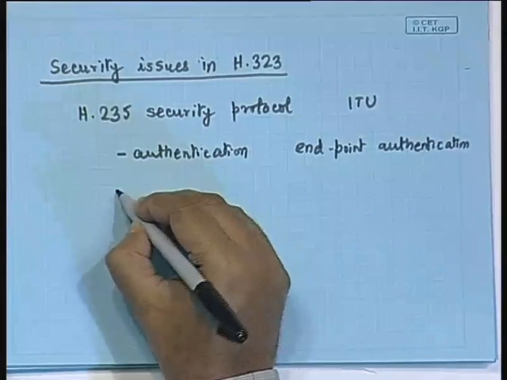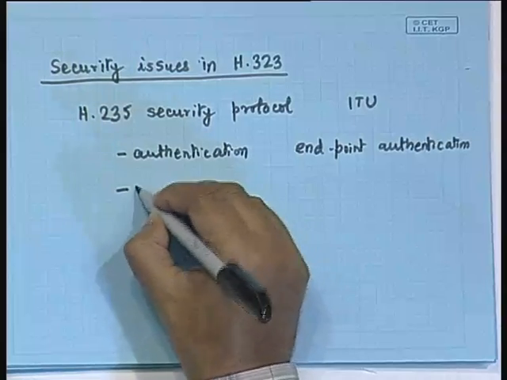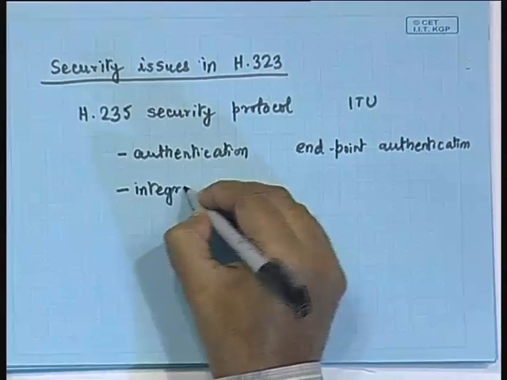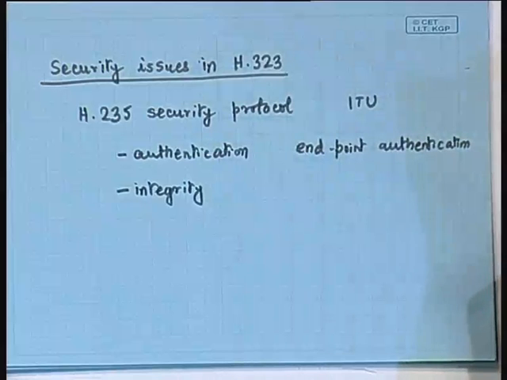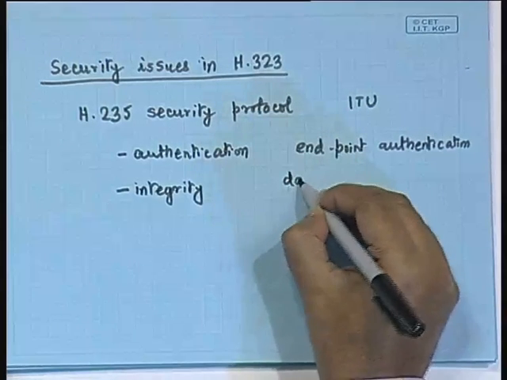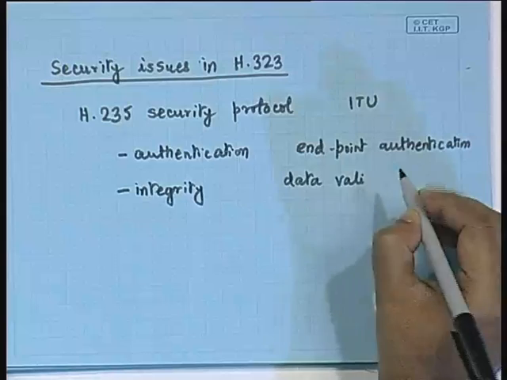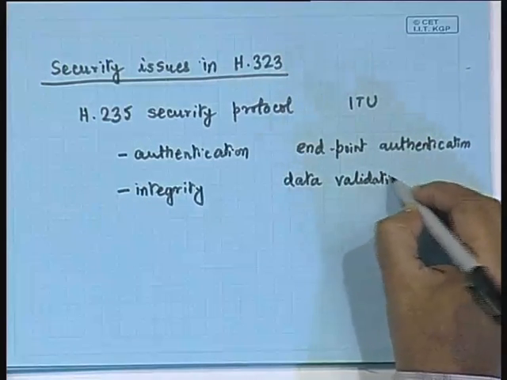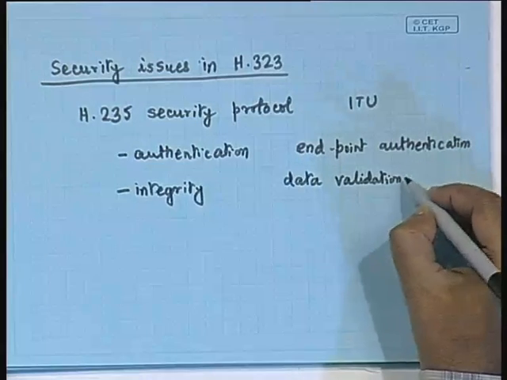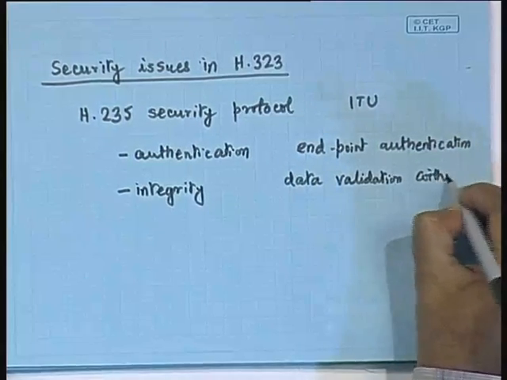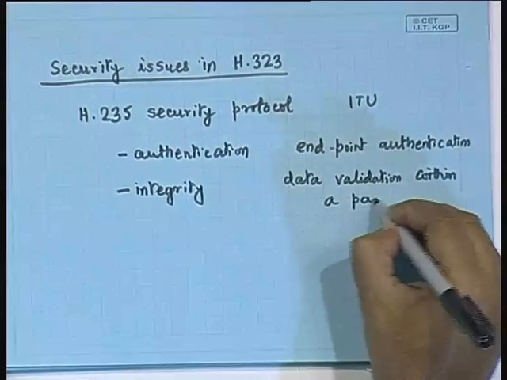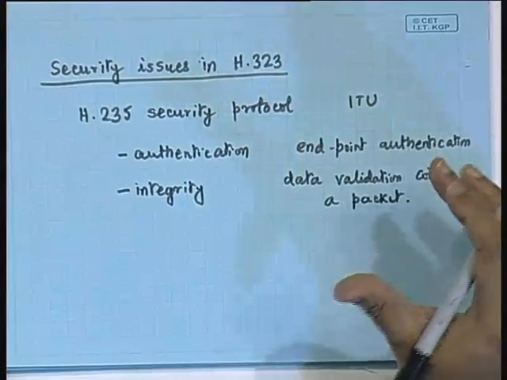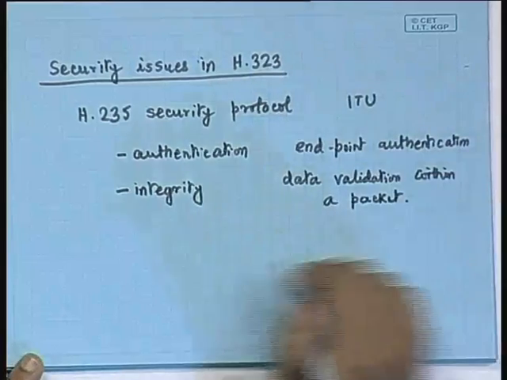And then the second security aspect is integrity. Whatever data we send from the source to the destination has to be really validated. So, there should be data validation, because if you happen to be an intruder and you corrupt the data, there should be a mechanism of detecting this. So, data validation within a packet. There should be some checks which should ensure that.